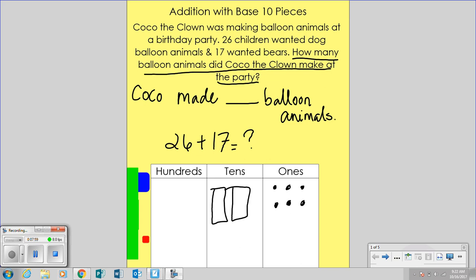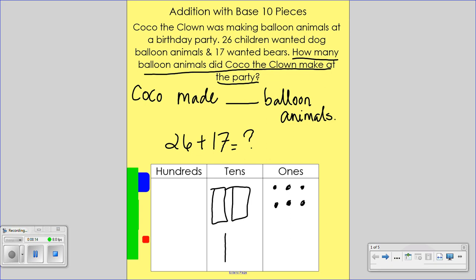Alright, how many 10s am I going to make for 17? Eva? 1 10. And then how many 1s am I going to make for 17? Lucy? 7. So your board should look something like this, correct?